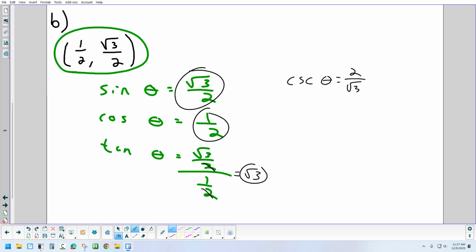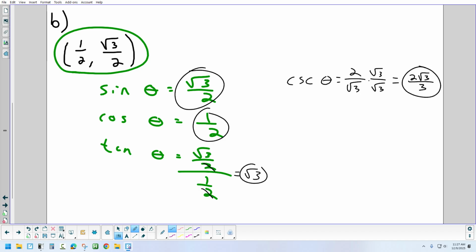But I talked about that. We can't leave that. So now what do I have to do to fix that? Yep, you have to multiply the top and bottom by root 3. And what will that give you for final answer for cosecant? Yep, 2 times root 3 over 3. Perfect.